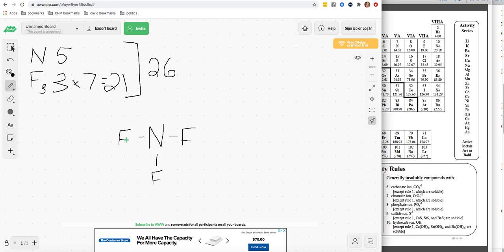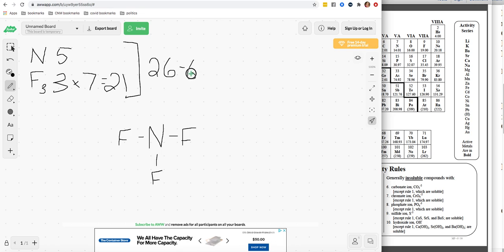Because right now we're just guessing at the structure. We don't know exactly what the shape is going to be. That comes after we get the Lewis structure down and then check the table. So how many electrons did we use up just in our starting structure? We've got 2, 4, 6 here that we've already used up.